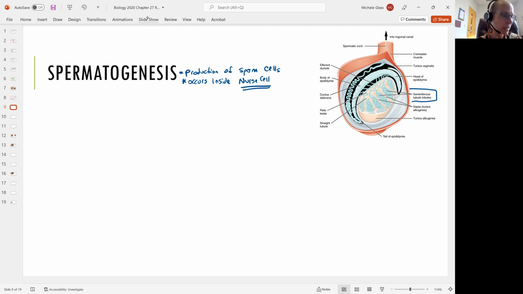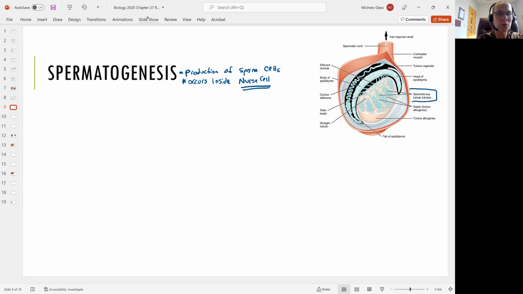Okay. So we're going to see that this process really begins at puberty. And then it continues throughout the individual's life, although it does slow down as the body gets older, but it's still a continual process. And that's going to be different from what we see with oogenesis in the ovary. We are talking about the process of meiosis. So remember, we did have a video on that topic. Make sure that you've picked that up.